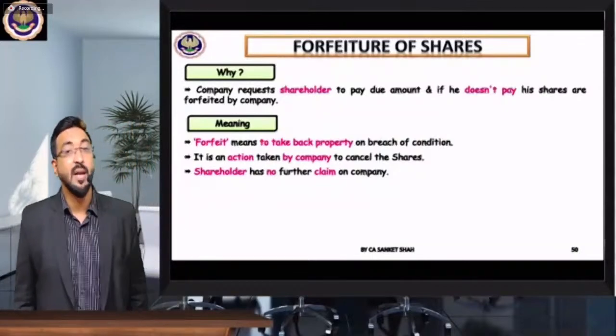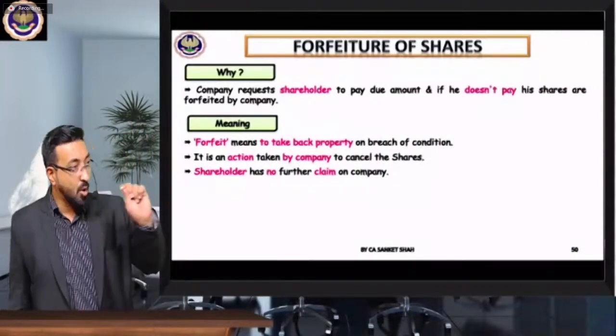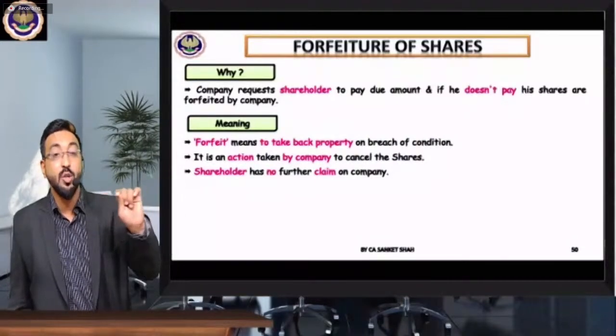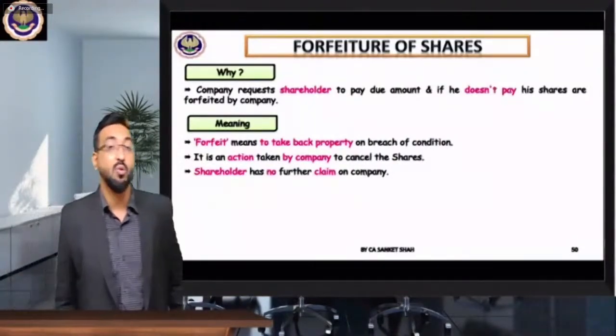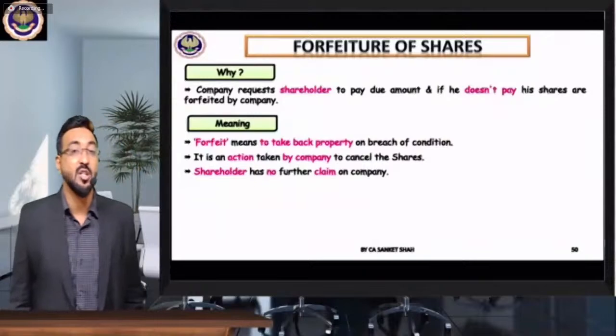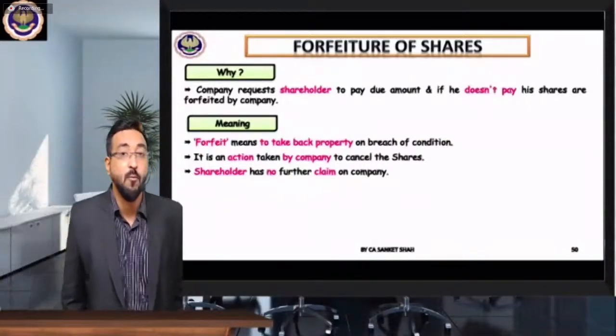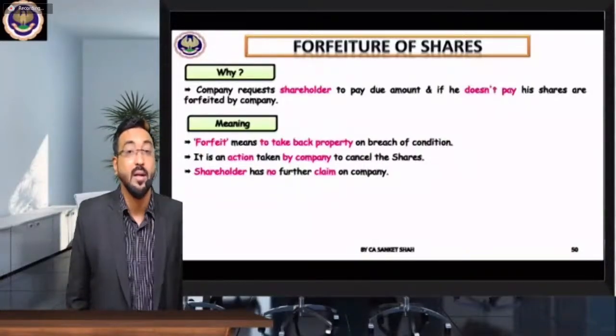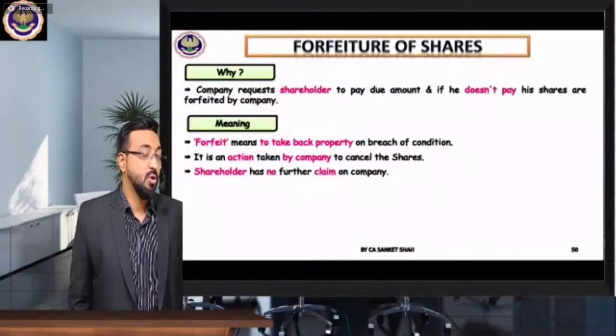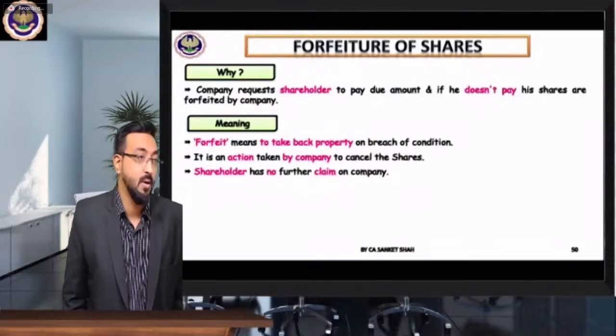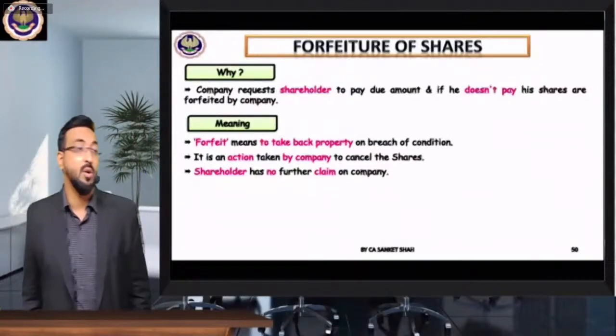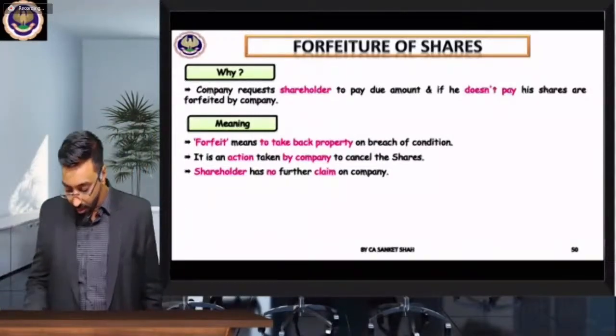So suppose the name on a share certificate is going to be cancelled, that is called forfeiture of shares. So what is the action? The shareholder has no further claim on that share. So his name is removed from the share certificate, the shareholders list. Okay.